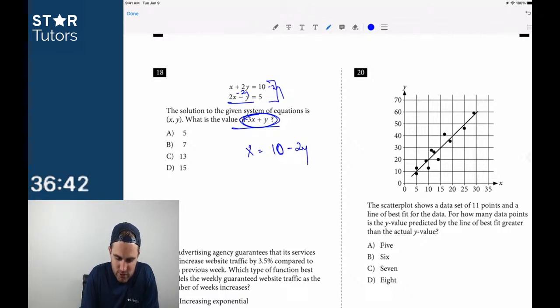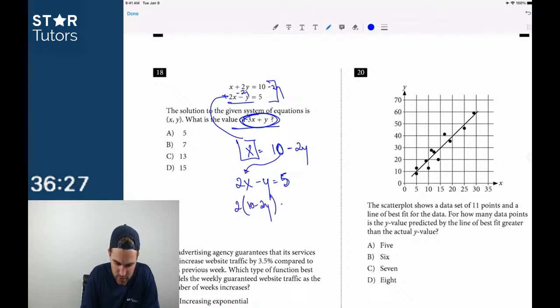Now I'm going to take that value of x, and because it's a system of equations, it means that the x can be plugged in for that one. So rather than saying 2x minus y is equal to 5, I'm going to substitute this in here. I'm going to say 2 times 10 minus 2y minus y equals 5. Just be really careful. 20 minus 4y minus y equals 5. Subtract 20, combine like terms, you get what? Negative 5y is equal to negative 15, so y is equal to 3.